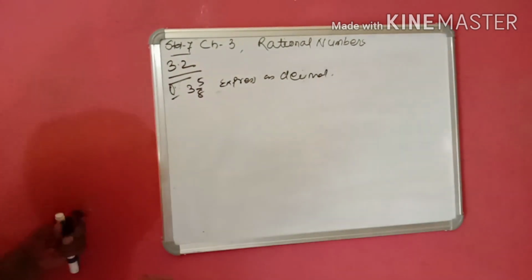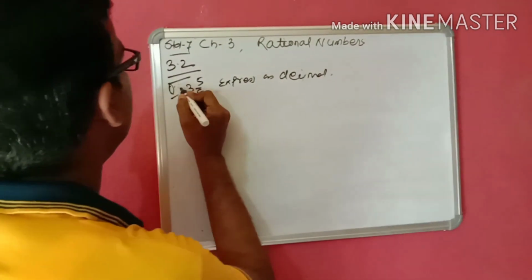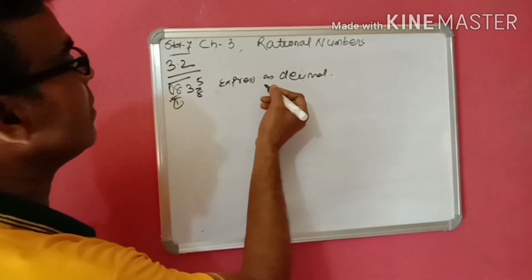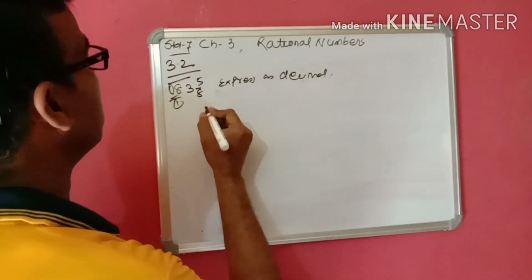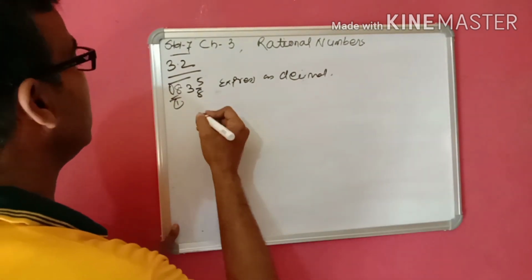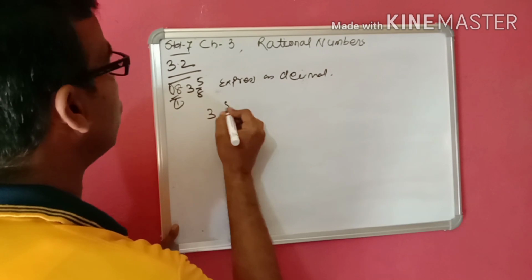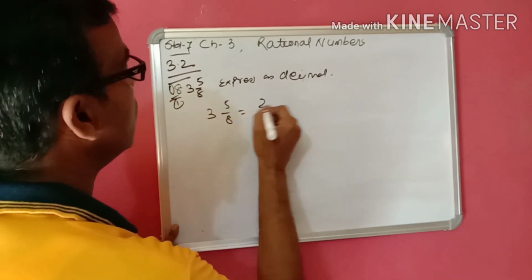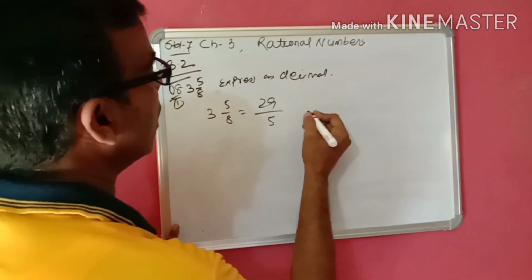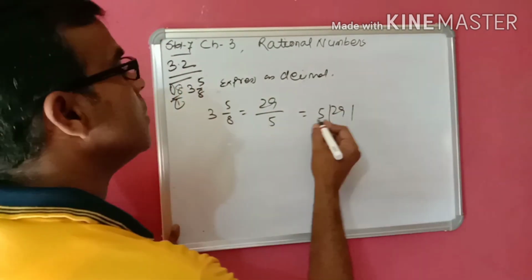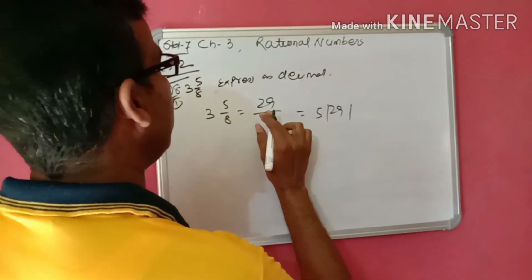Now see question number 8 first. It is given 3 whole 5 by 8, express the rational number as a decimal. First of all, this is a mixed fraction, we have to change it into an improper fraction. This means 3 whole 5 by 8, I can write as 29 by 8. Now 29 divided by 8.